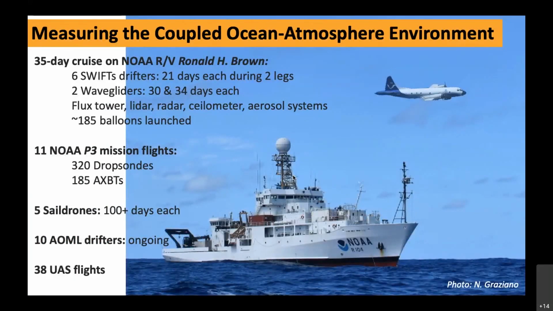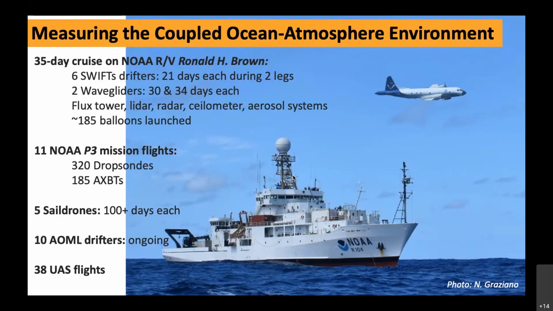So on the Ron Brown, we had 35 days at sea with 6 drifters deployed during 2 legs, and 2 wave gliders with about 30 days each. We had a tower on the front measuring fluxes. We had Doppler LiDAR, Doppler radar, ceilometers, aerosol systems, and launched 185 balloons.